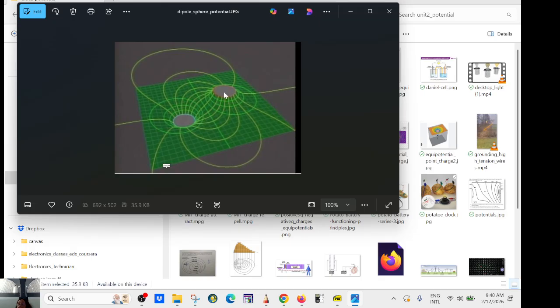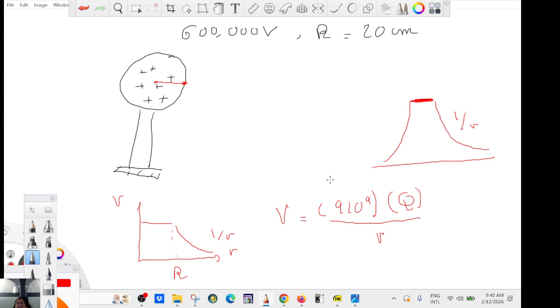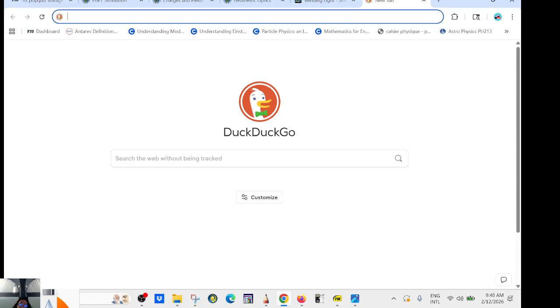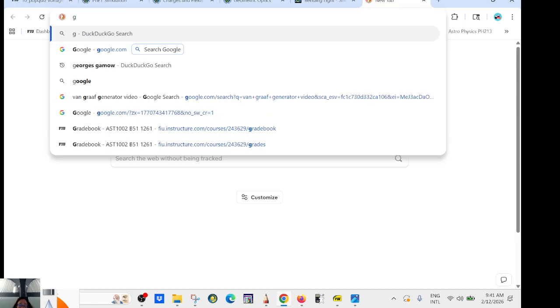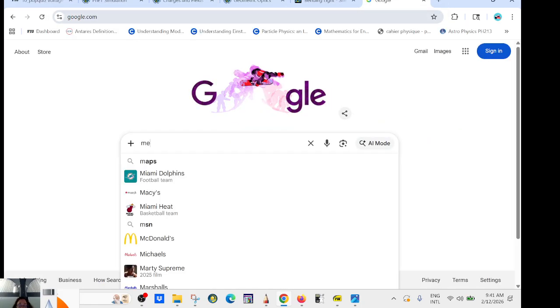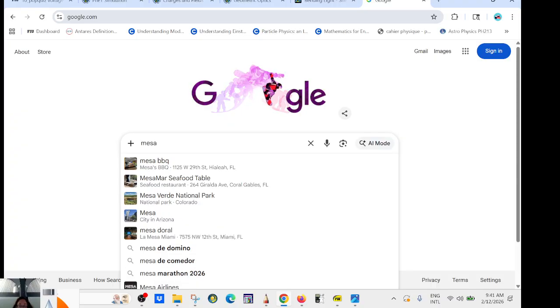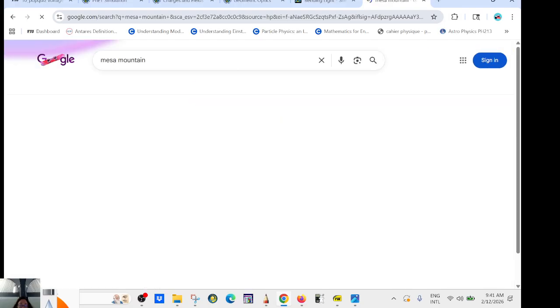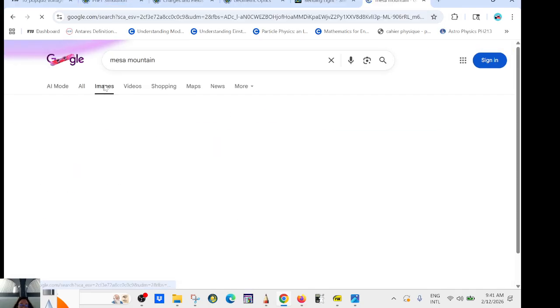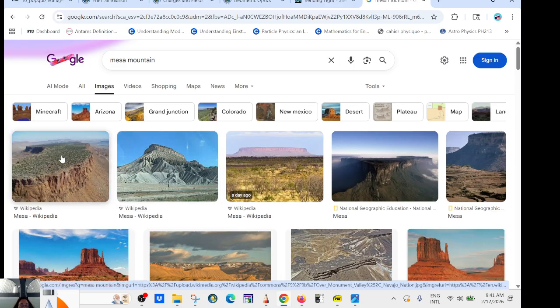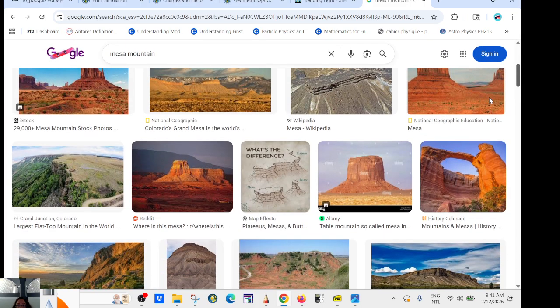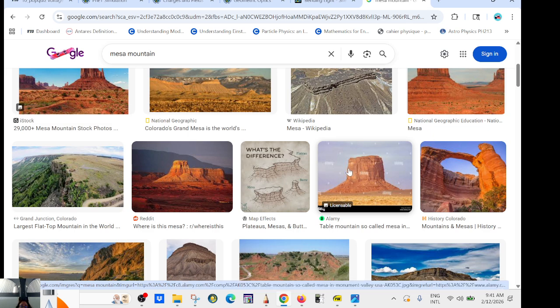But anyway, it will look like something like this, like a masa. The whole thing is just the very top is very flat. Yes, exactly. M-E-S-A. Mountain. See, you learn a new vocabulary. Okay, something like this. There is one special in Wyoming, very famous, but anyway, it looks like something like this.